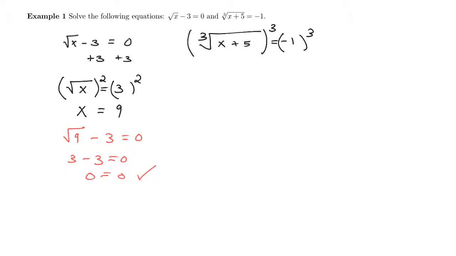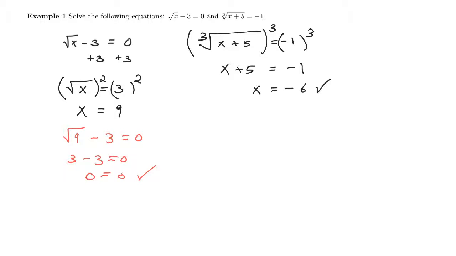So the cube root of x plus 5 cubed is just x plus 5. The other side, negative 1 cubed, is negative 1. So by subtracting 5 from both sides, I get my solution of negative 6. And it's easy to plug this in and see that it in fact works. So with these two basic examples, this is the strategy that we're going to use to solve any equation that has some type of root in it.